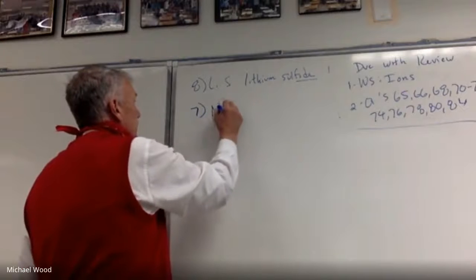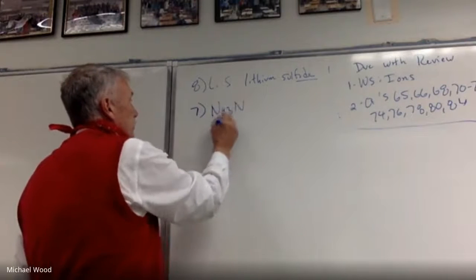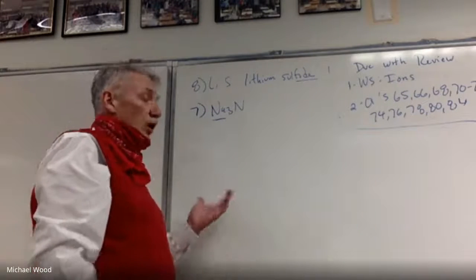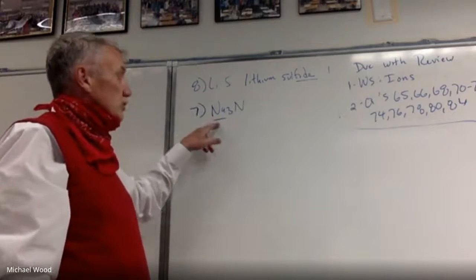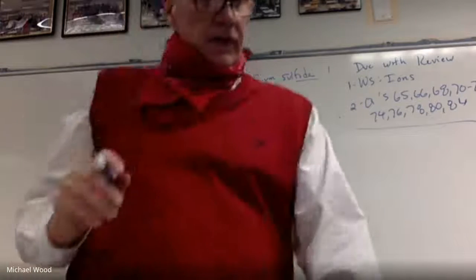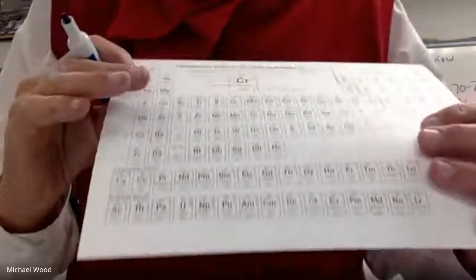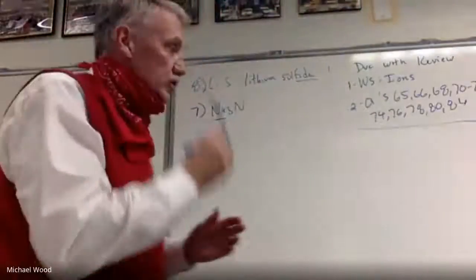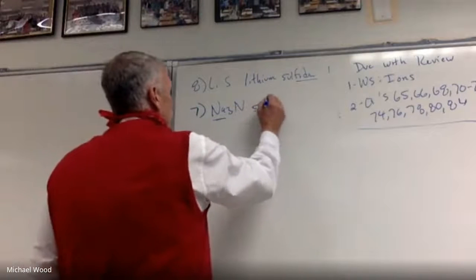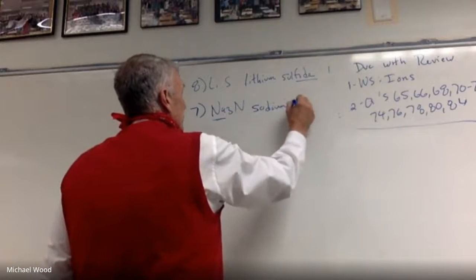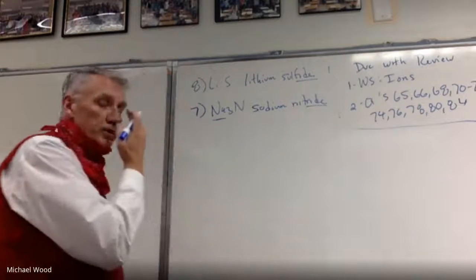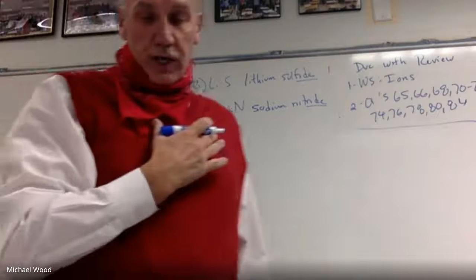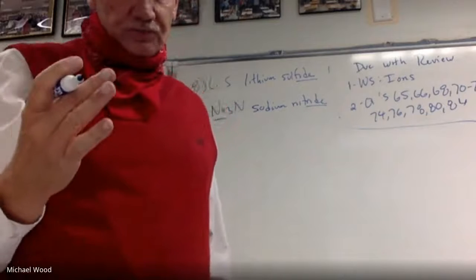Number 7, Na3N. Again, ultimately the first thing we're going to do is count the elements, but for right now they're always going to be 2. So the first thing I'm going to do is locate the first element, and sodium is right by lithium. It's right here. So this is a type 1, so it's just the name. So it's sodium nitride. And again, notice the ending IDE. So those are type 1s. On this worksheet, 1 through 8 are just type 1s.